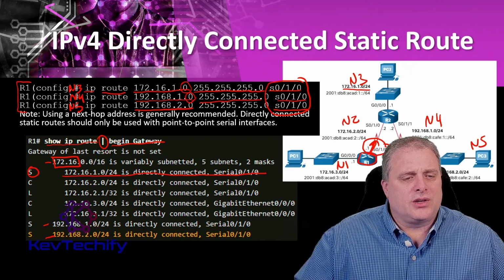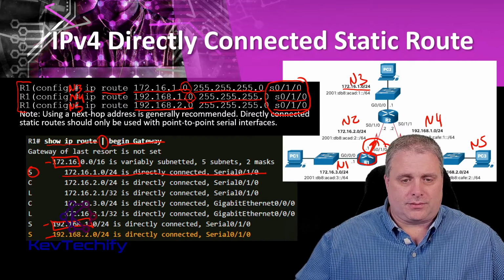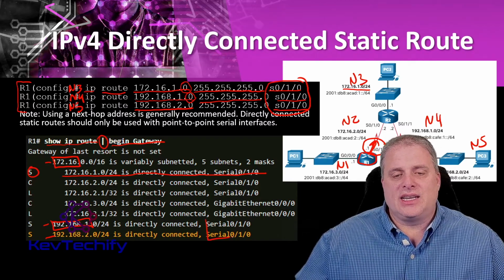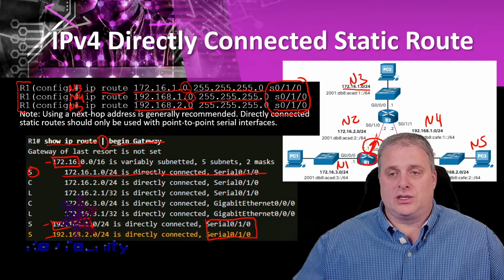We have our network addresses. Once again, these are Class C addresses, so they appear as a parent. And then they give us our exit interfaces here again on R1, which is our serial 0/1/0 interface.